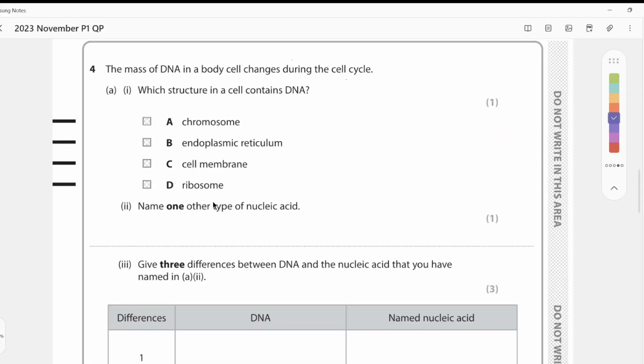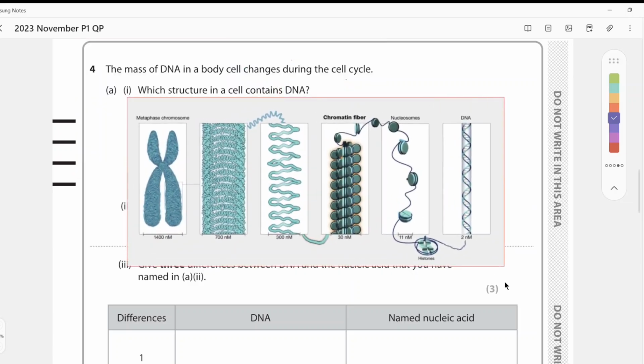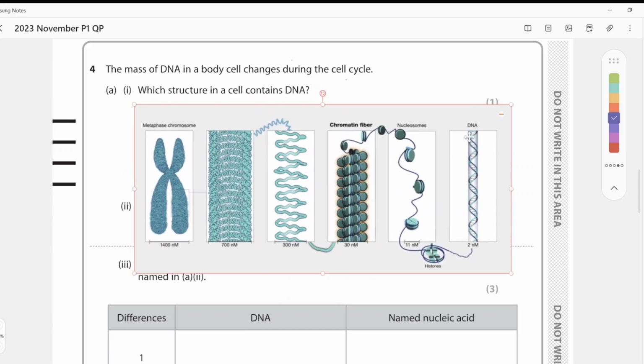All right, question 4. The mass of DNA in a body cell changes during the cell cycle. Part A1, which structure in a cell contains DNA? So this would be chromosome. So let me just show you what a chromosome looks like. This is just some extra information. So here is a diagram. Right, so on the left here we have our DNA, and our DNA, because it's super, super, super long, it has to be nicely wrapped and nicely packaged into structures that we refer to as chromosomes.